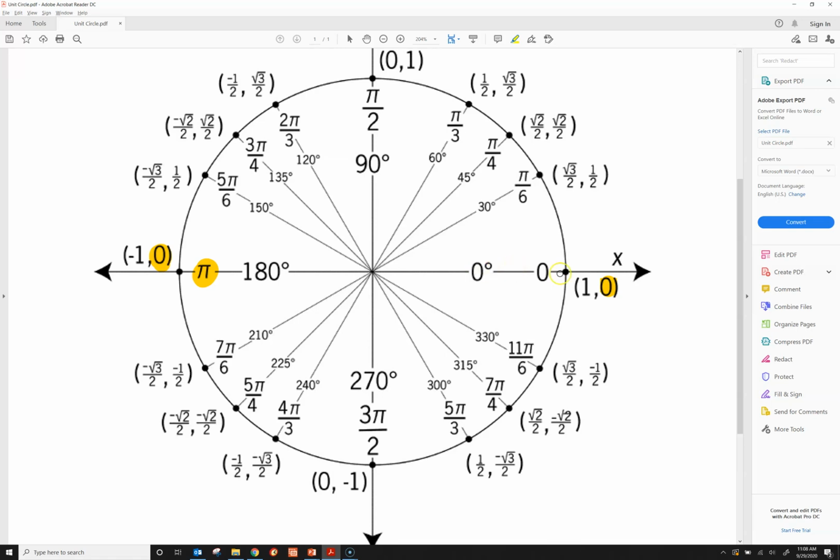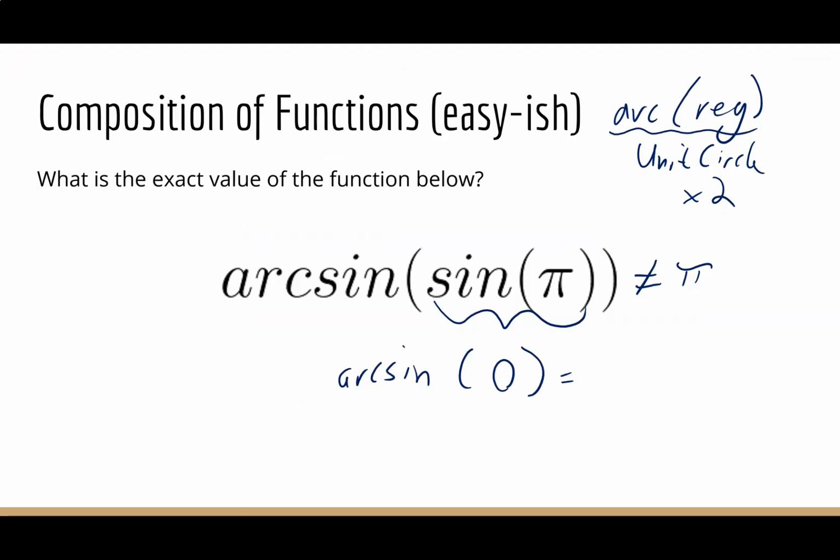Now, of those 2 points, only one of them is inside the restriction. Because remember, inverse sine is restricted to the first and fourth quadrants. Therefore, we cannot use this point over there. So my answer is 0. It's either 0 degrees or 0 radians, depending on the problem.